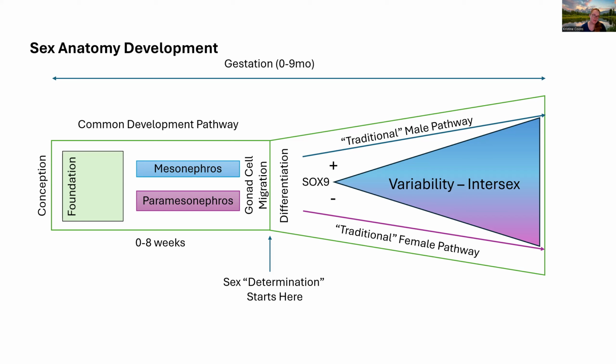There is a significant amount of variability that exists in this. Once this process starts and the male pathway starts developing, it has to suppress the female pathway, and vice versa. If the female pathway is continuing, then the male pathway has to be suppressed. That mesonephros has to disappear. It is not always successful in doing that. There is an immense amount of variability that exists in all of this.